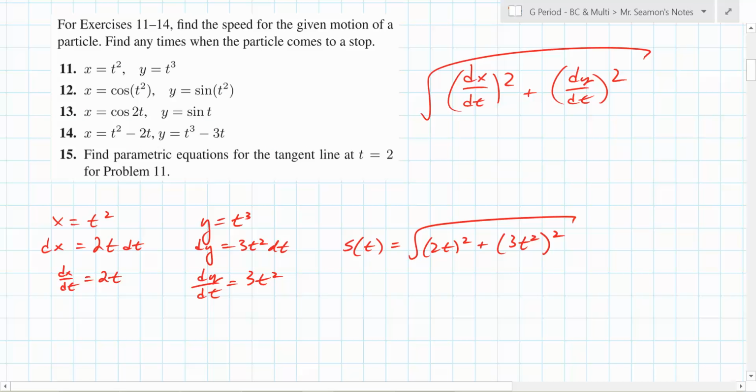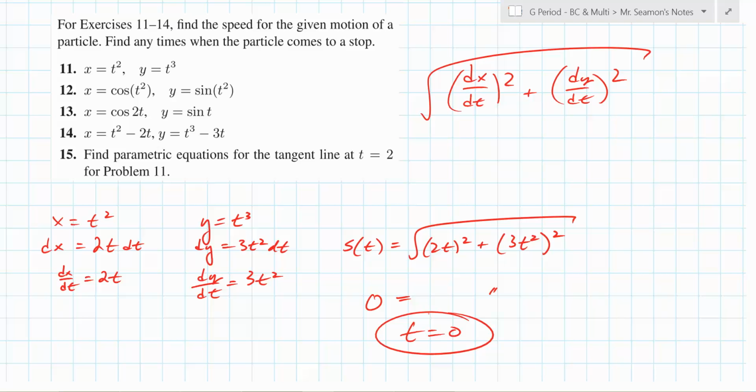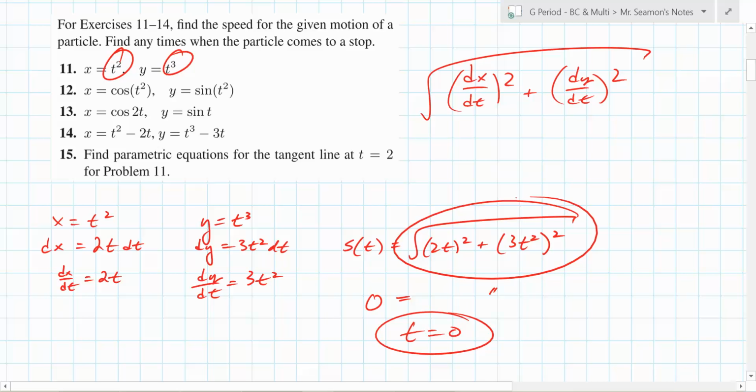How do you figure out when it comes to a stop? What's the speed of a particle when it stops? Zero, right? So what do you have here? 0 equals that thing. Is there any time when the speed is going to be equal to 0? Yeah, t equals 0. So this particle is not moving at time equals 0. When you plug in 0 into that, what do you get? 0. Does that make sense? Theoretically, could you have something else in terms of t that makes this more interesting? Yes, you absolutely could, and it becomes more interesting when you do other ones like that.